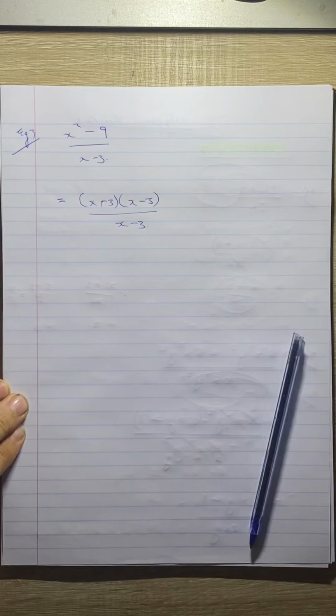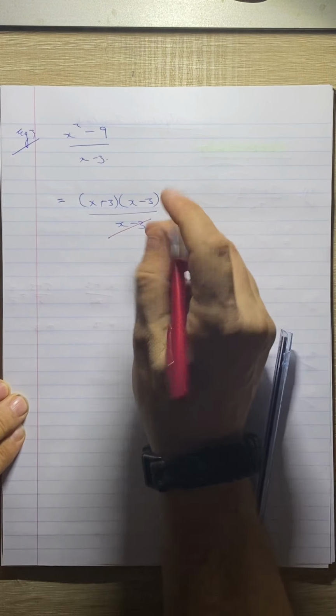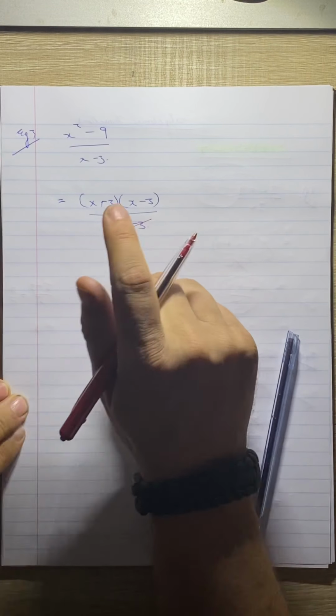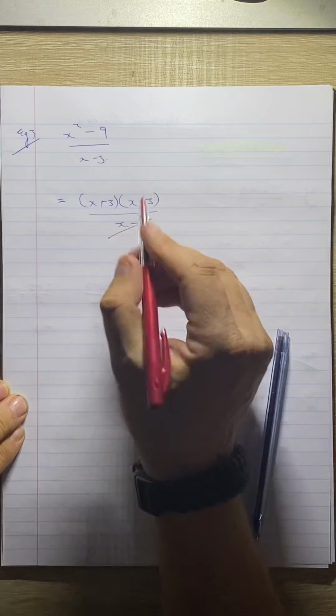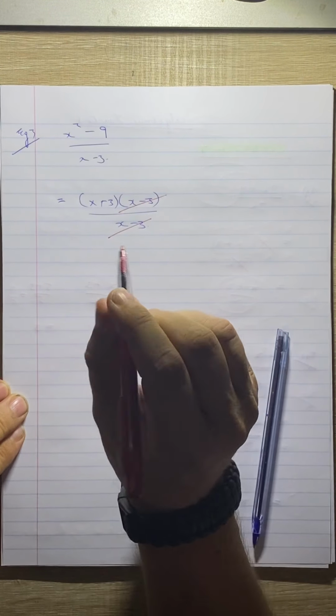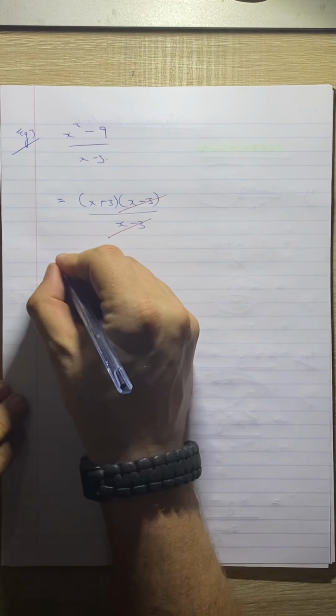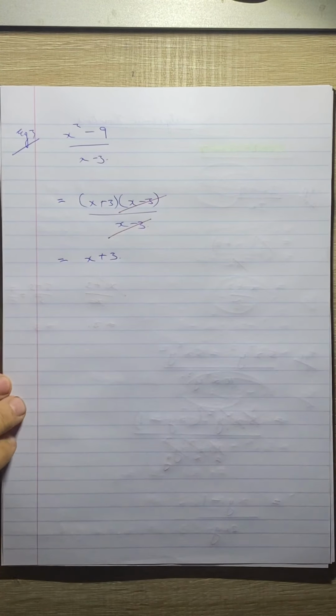Now we're going to look for things that cancel. So I'm going to cancel this entire x minus 3. Notice I'm cancelling the entire thing. Not just the x, not just the minus 3. Because you remember I said you can't cancel across pluses and minuses. And that will cancel with that entire thing there as well. And we are just left with x plus 3. And that's our final answer.